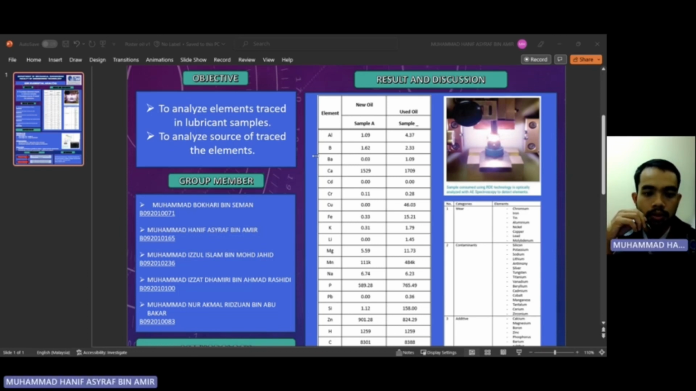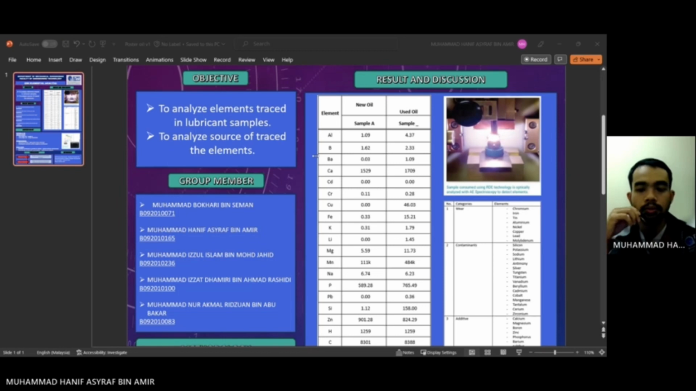Additives in the oil such as calcium, magnesium, boron, zinc, phosphorus and barium have increased in element count, except for the zinc element, which decreased from 900 to 824 from the new oil to the used oil.